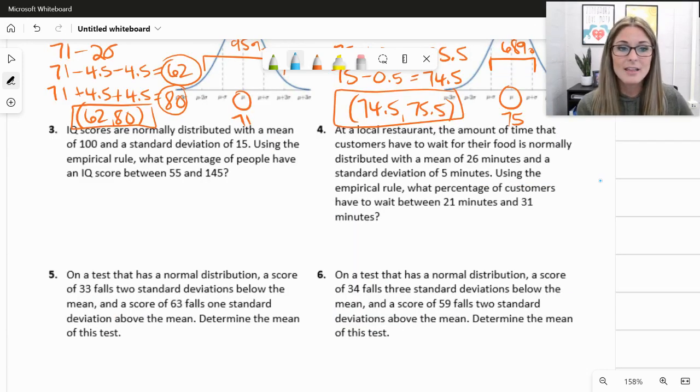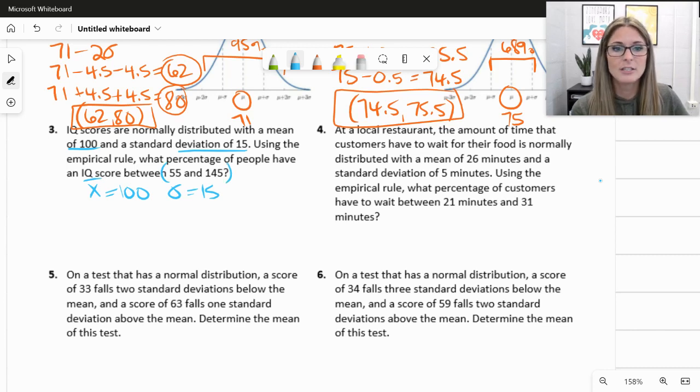Let's try number 3. IQ scores are normally distributed with a mean of 100 and a standard deviation of 15. I'll make a list here of our notes. Standard deviation 15. Using the empirical rule, what percentage of people have an IQ score between 55 and 145? So that's our interval, and we're now working backwards to find what percentage. In order to know what percentage, I need to know how many standard deviations we are away.